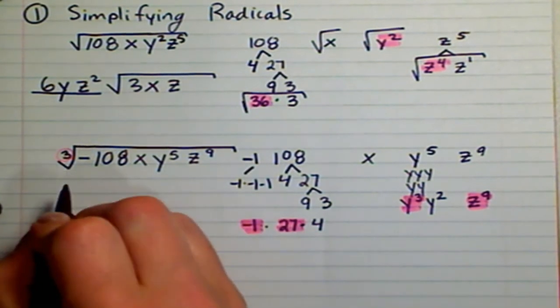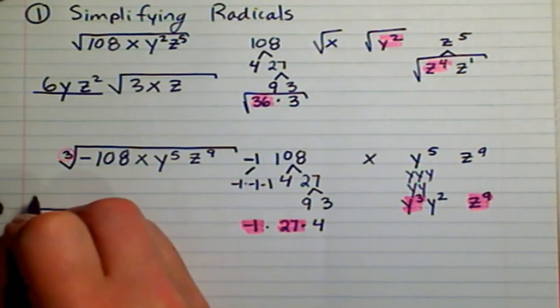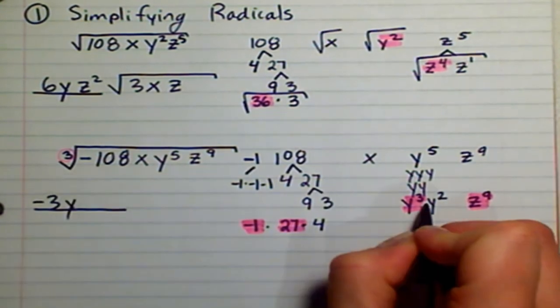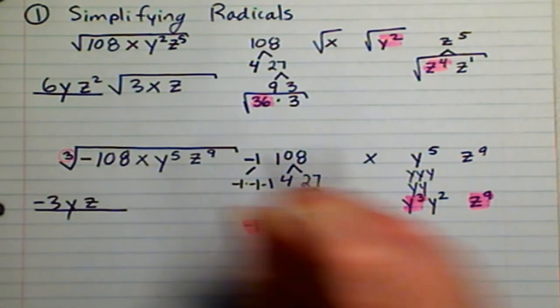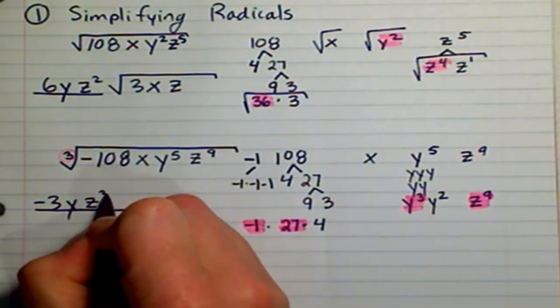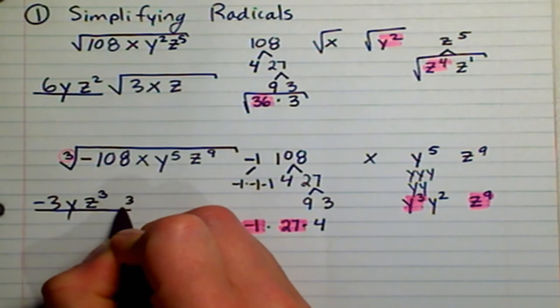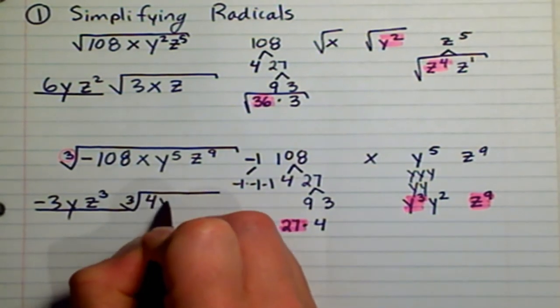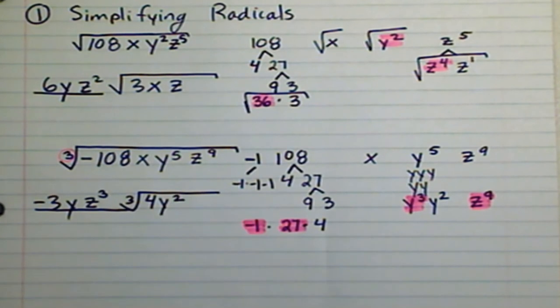Okay, here we go. What comes out of the radical? -3y. How many groups? There were 3 groups. Okay, cube root. What was left? 4y squared. Whew. All right, good job.